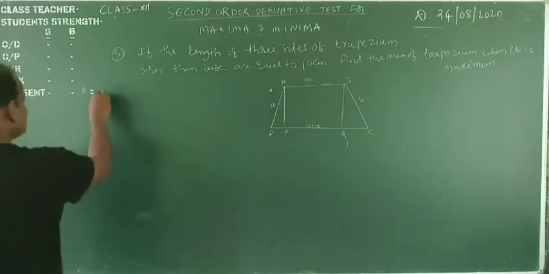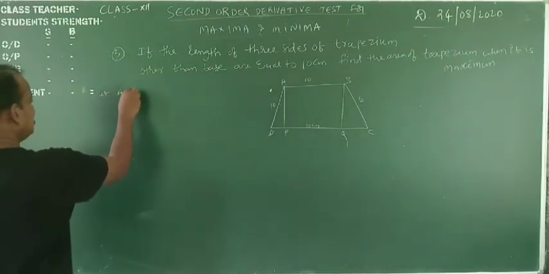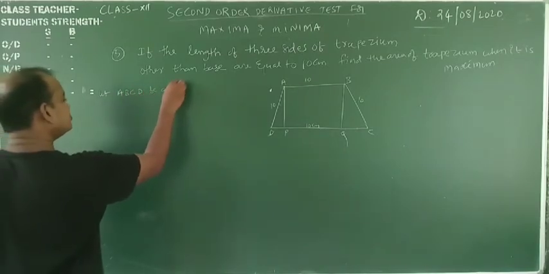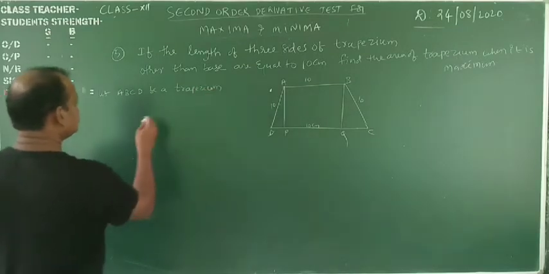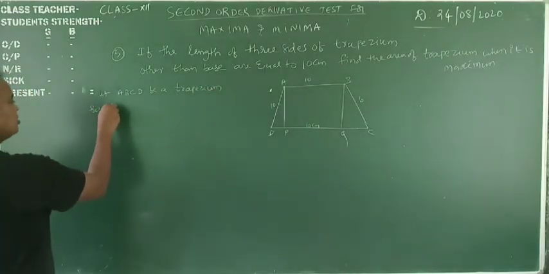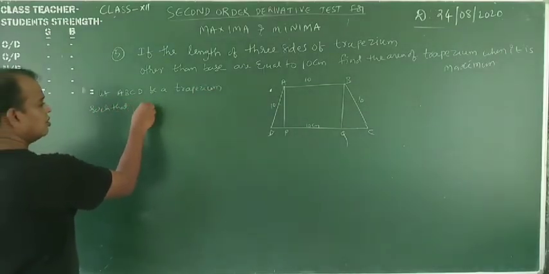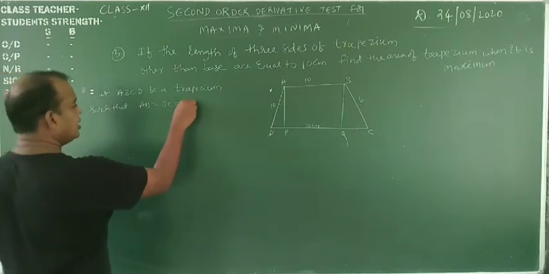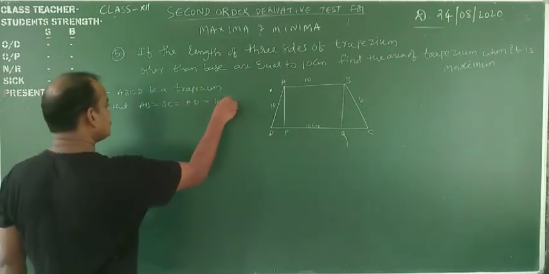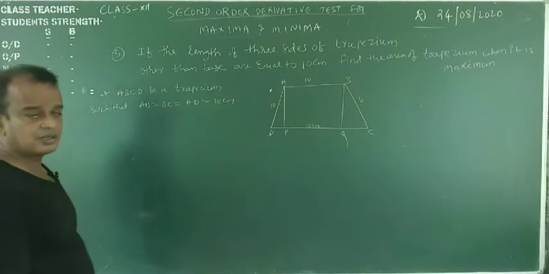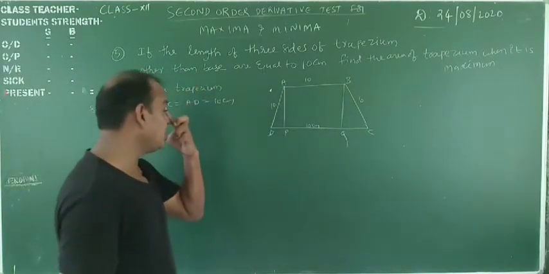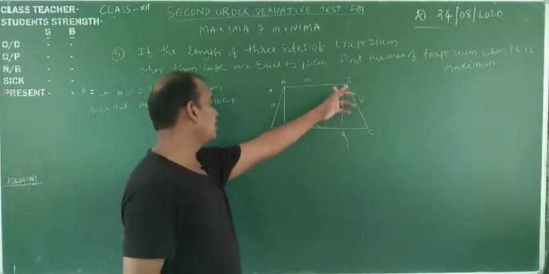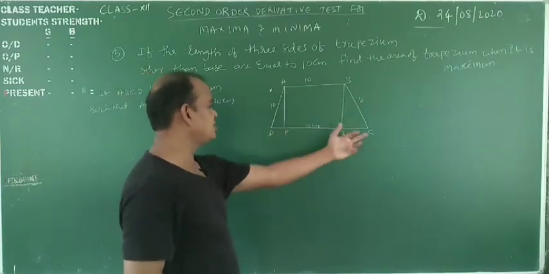Let ABCD be a trapezium such that AB is equal to BC is equal to AD is equal to 10 centimeters. Now we draw the perpendiculars. AP and BQ are the perpendiculars drawn from A and B to DC respectively.